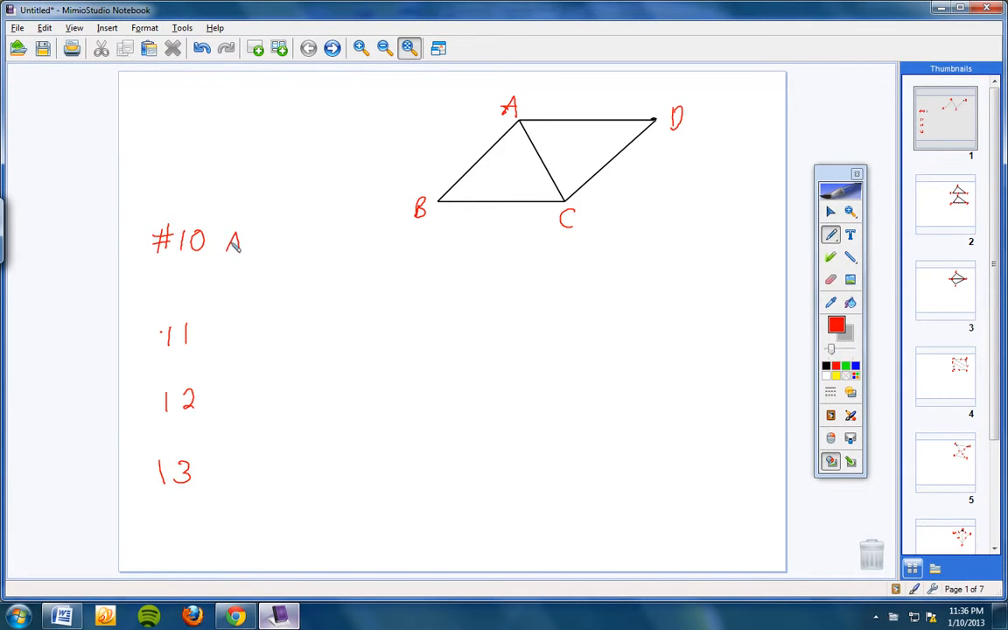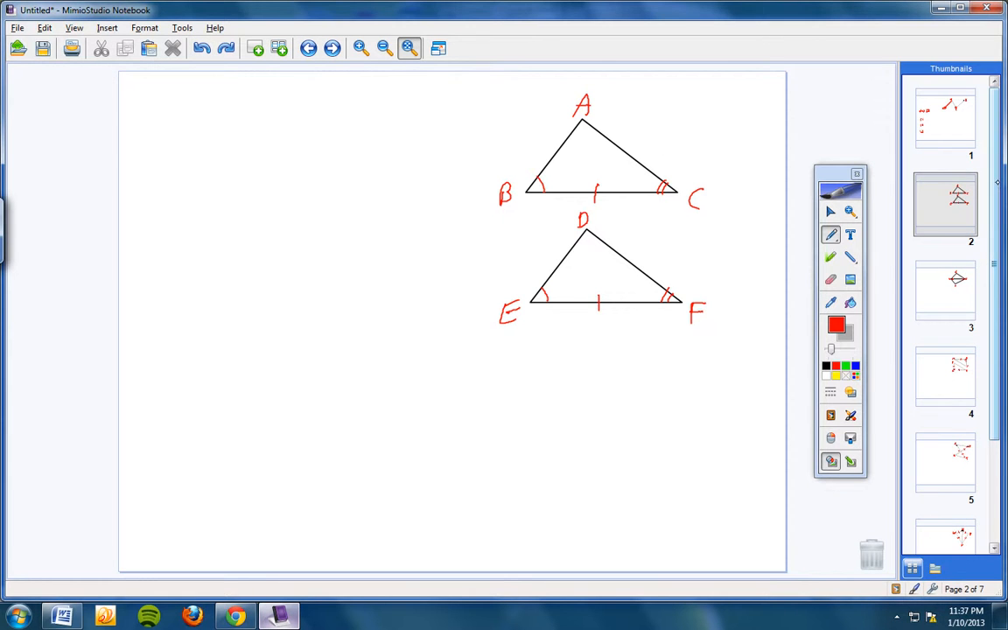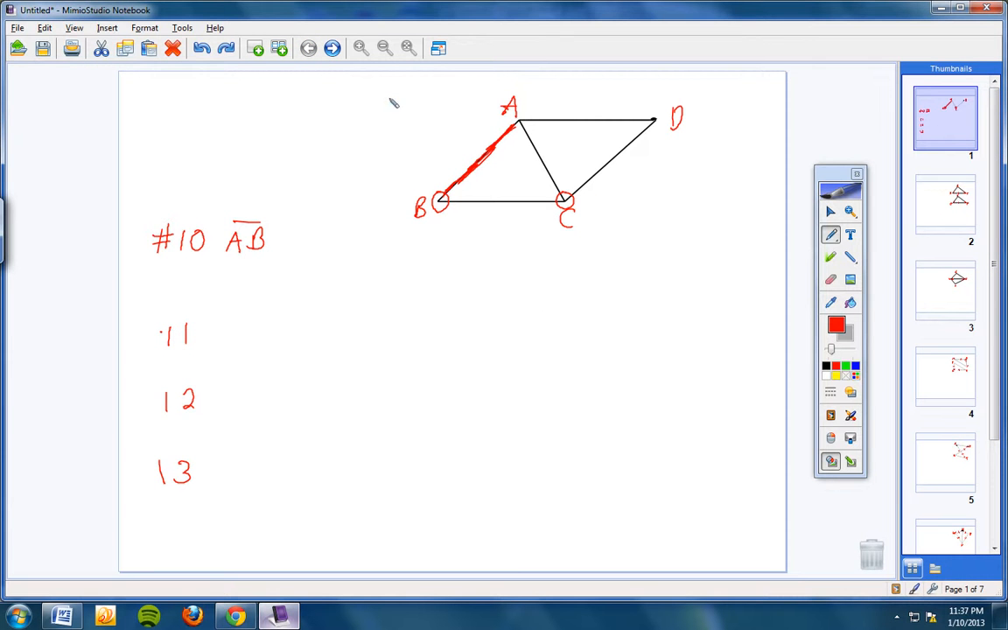Okay, number 10. They ask us, is side AB between angle B and angle BCA? So is AB, this side right here, between those two angles, or included? And of course, the answer is no, it is not included.